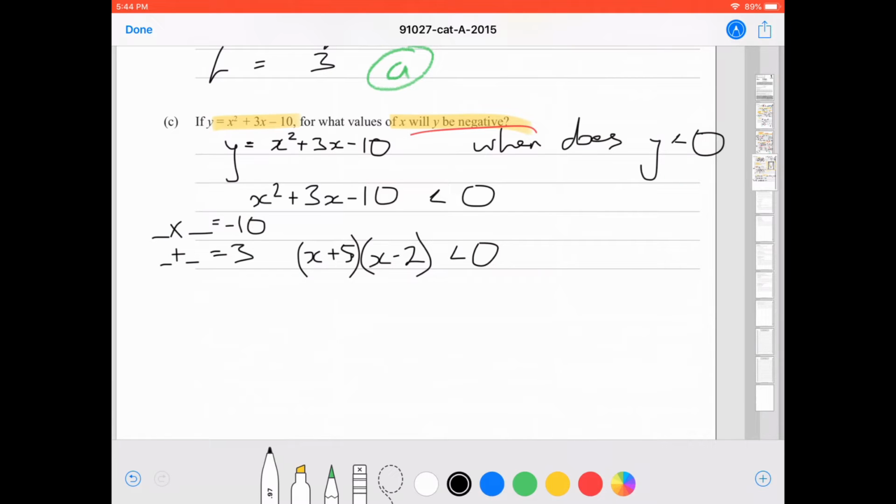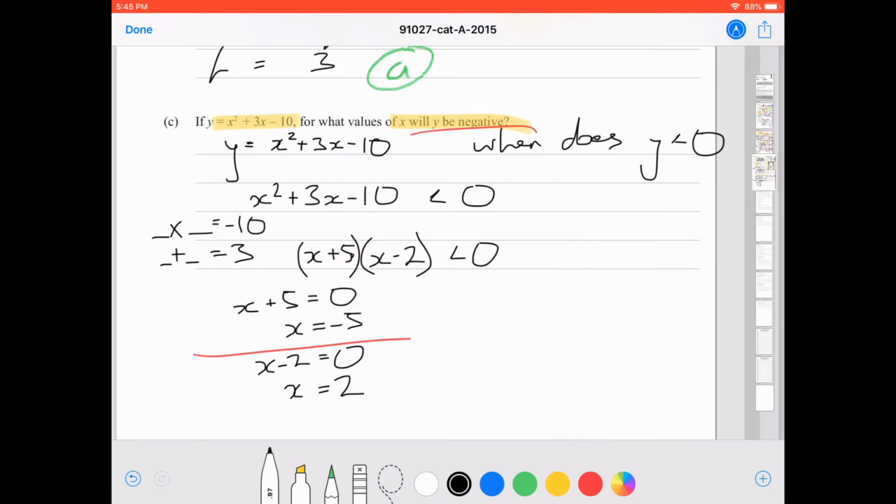Let's assume for a moment that our quadratic equaled 0. So we could say x plus 5 equals 0, and therefore x equals negative 5. We could also say x minus 2 equals 0, and therefore x equals positive 2. Okay, but that's not the case. We have this less than, just less than 0. And so we have to go a step further.